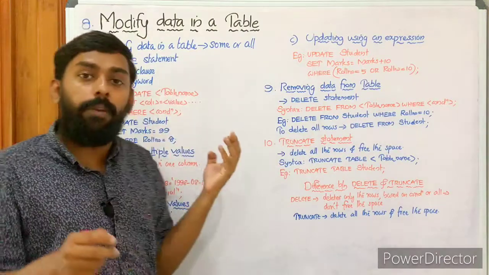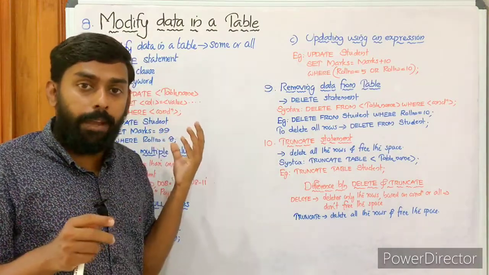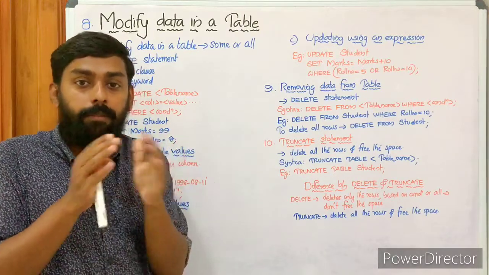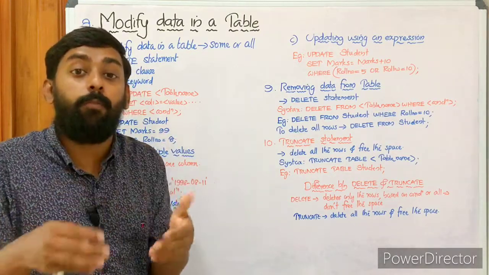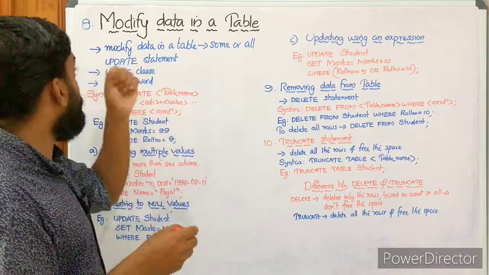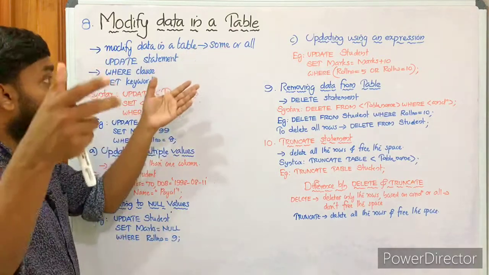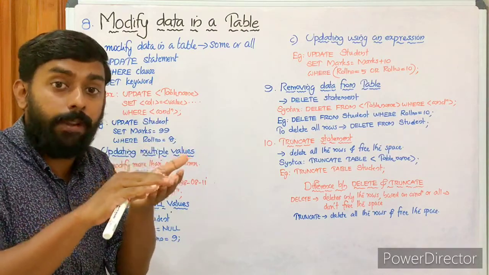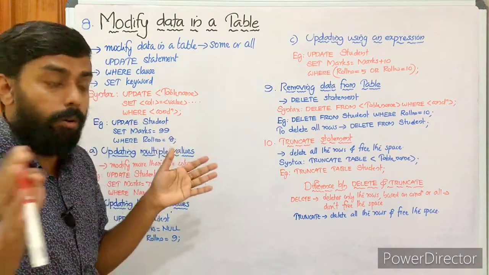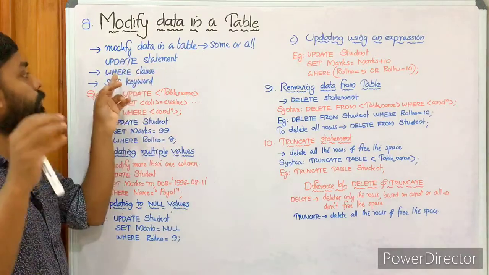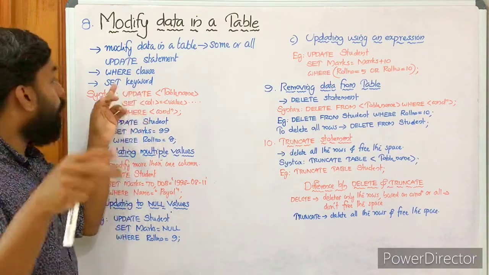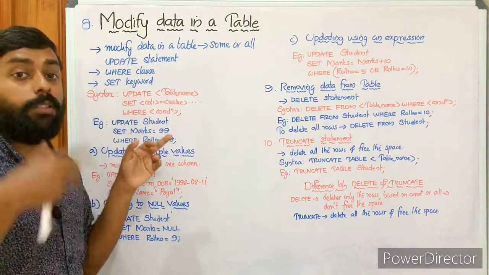So these are the different ways to apply the update command, update statement. We know update is another DML command, used to modify the value. And here is the syntax to modify data in a table, some rows or all. We can apply it to specific rows or specific columns, or to all the rows or all the columns. The where clause is used to restrict the number of tuples to be affected. Then the set keyword is used to set.